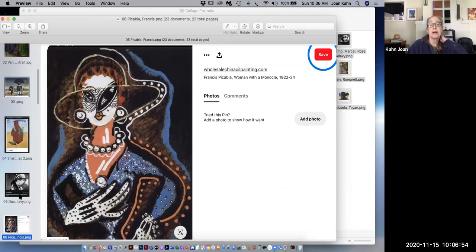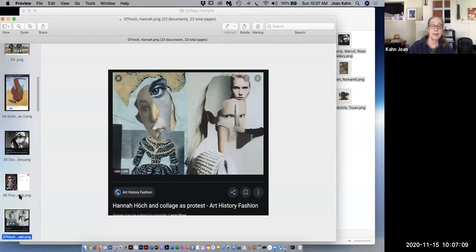And this is of a woman. Notice the large eyes, distorted, the jewelry, the hand, which is elongated. So he exaggerated certain features because he thought that was important. Hannah Höch followed in that tradition. She was also a surrealist, but a philosopher as well, and a writer.